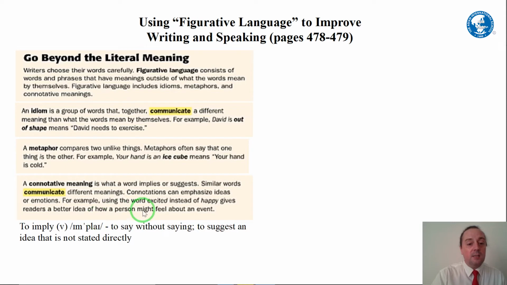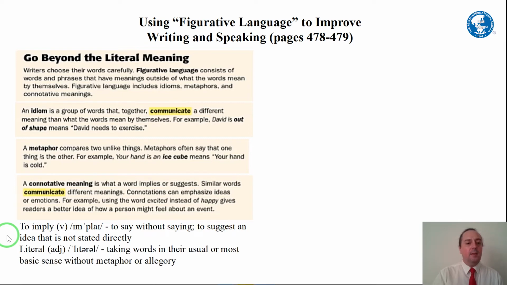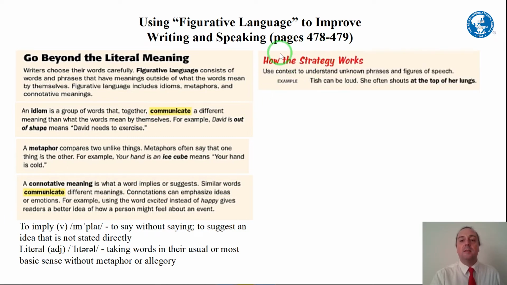Okay? We talked here about the word imply. What does that mean? To imply is to say something without really saying it, to suggest an idea that is not stated directly. And then literal, go beyond the literal meaning here. Literal is taking words in their usual or most basic sense without metaphor or allegory. So we can have a literal meaning, ice cube. Okay, an ice cube is a thing, so that's the literal meaning if I talk about an ice cube. If I say your hand is an ice cube, I am implying that your hand is cold.